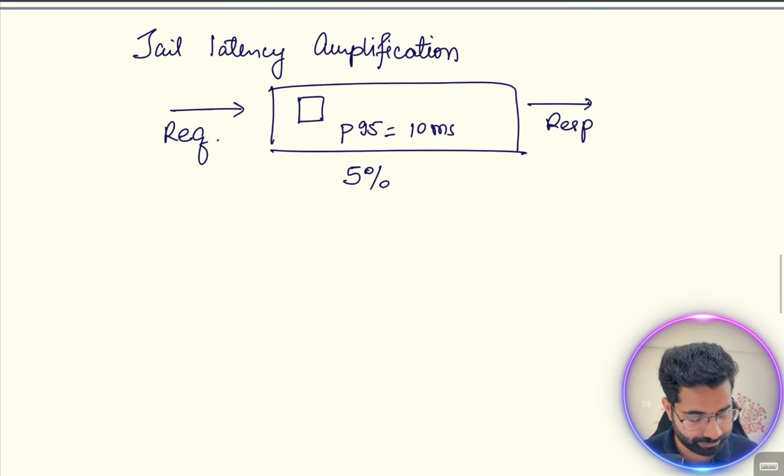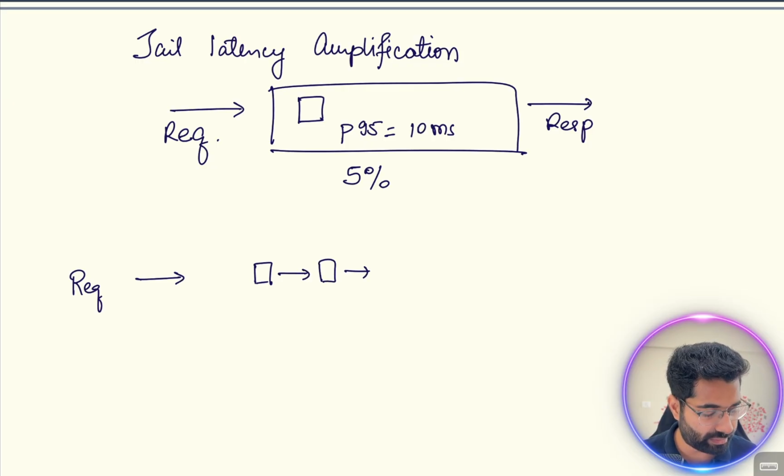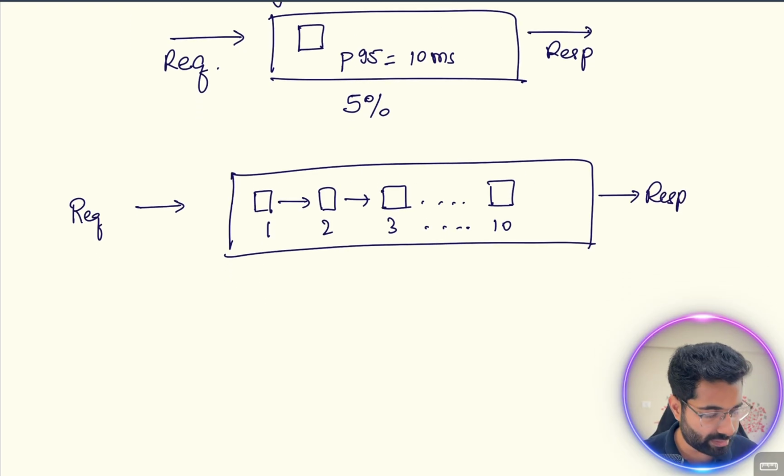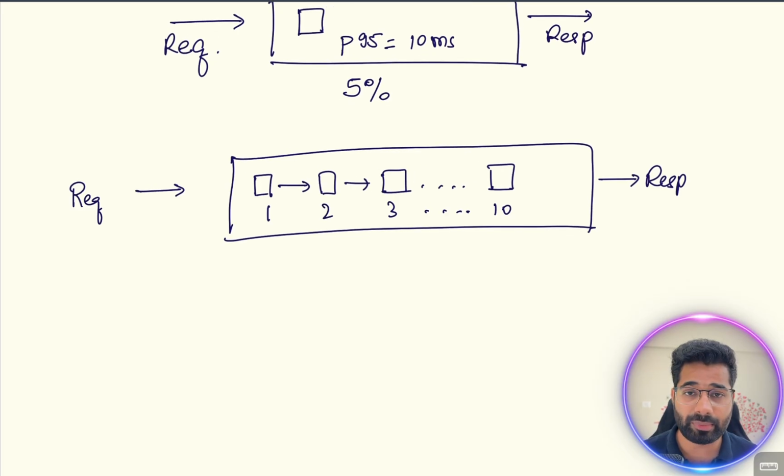Now let's take an example where this request goes into a system that has 10 different microservices, 1, 2, 3, and similarly till 10, and it travels through those 10 microservices and we get a response, right? So we will calculate the probability of this request hitting one or more tail latencies, one or more microservices with tail latency. So what is the probability of this request hitting the tail latency in all the microservices?